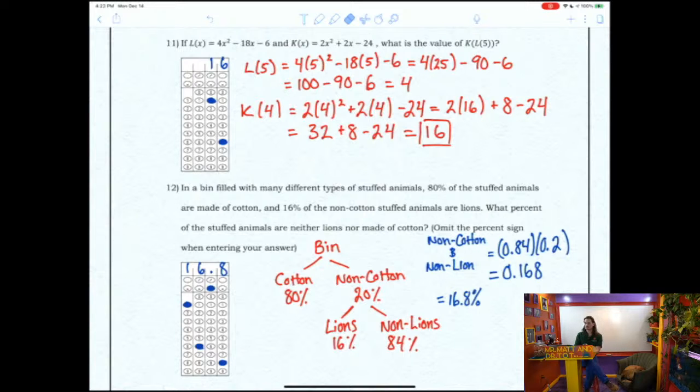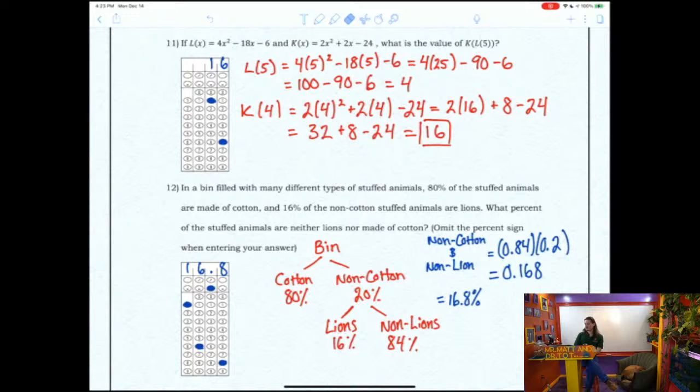And so 4 is going to be the new input value for the function k. So then we're going to have 2 times 4 squared plus 2 times 4 minus 24. So that's going to be 2 times 16 plus 8 minus 24. So that's going to be 32 plus 8 minus 24, which will end up giving us 16. So the answer to number 11 was 16.